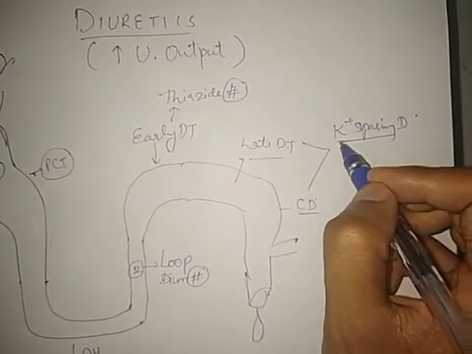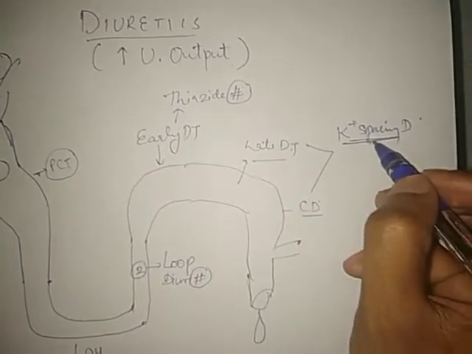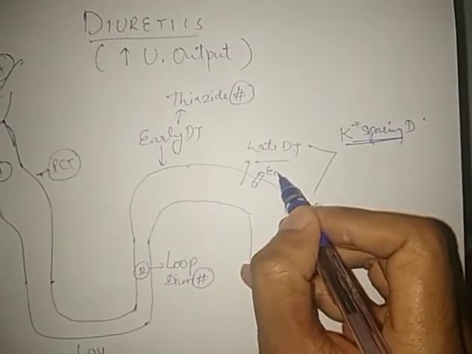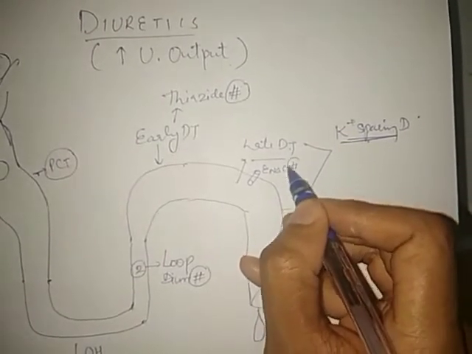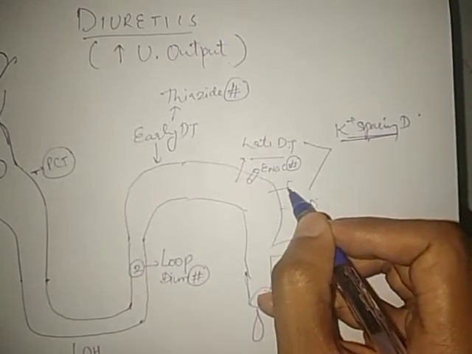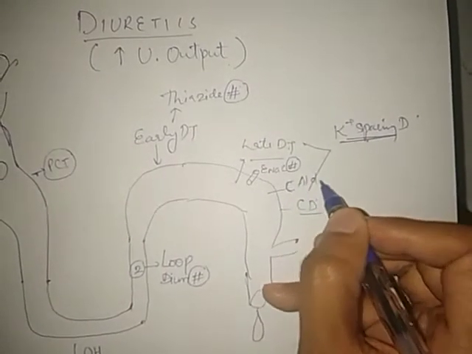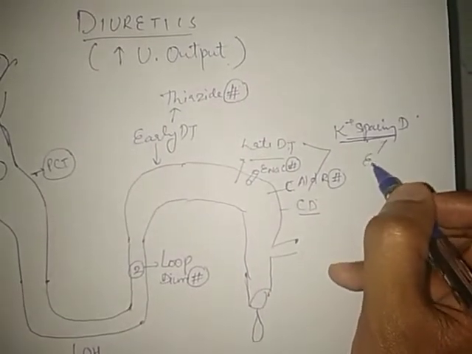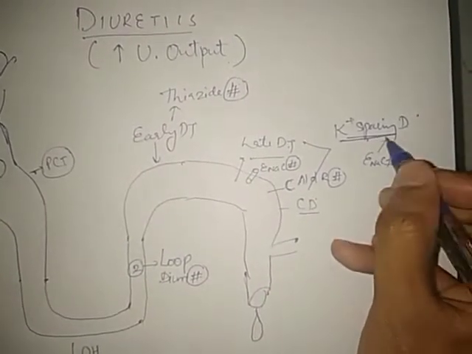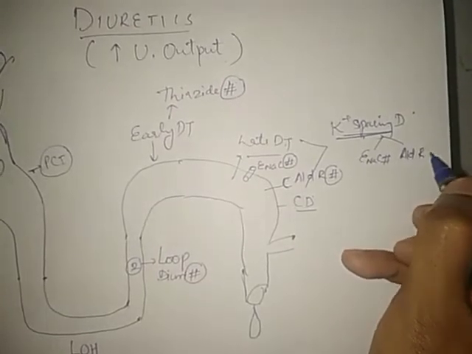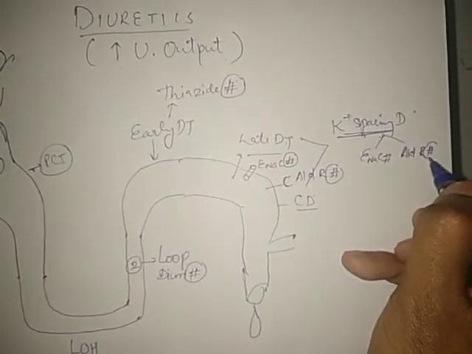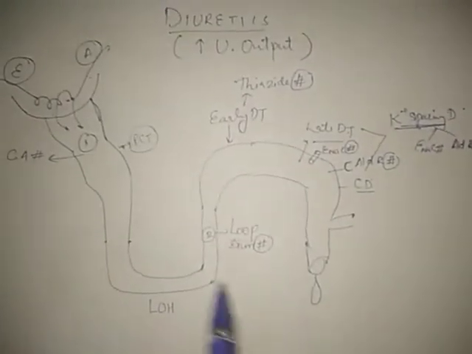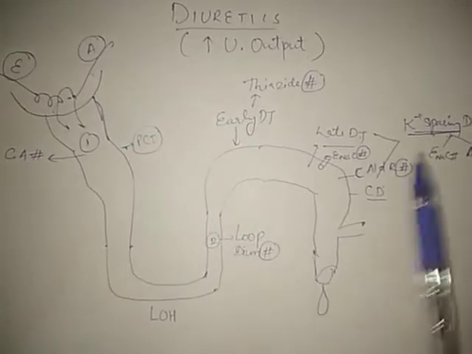And there are two types. One group of drugs blocks the epithelial sodium channel, and another group blocks the aldosterone receptor. So we have two types: the epithelial sodium channel blocker and the aldosterone receptor blocker. This is the site of action of various diuretics. Okay, so these are the various sites.